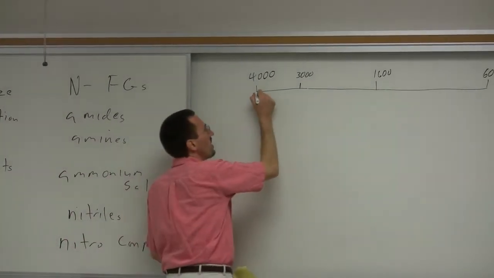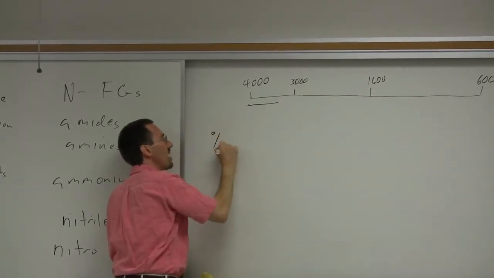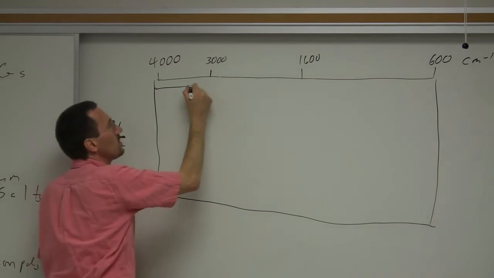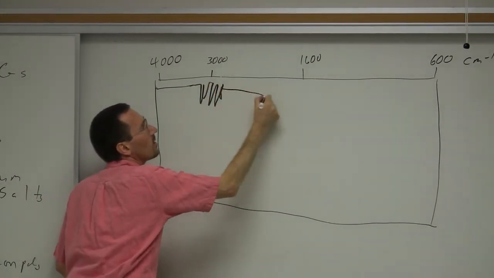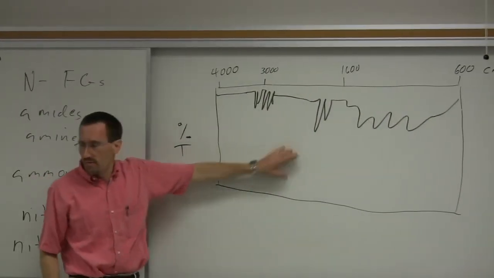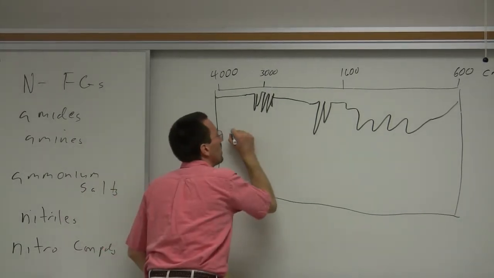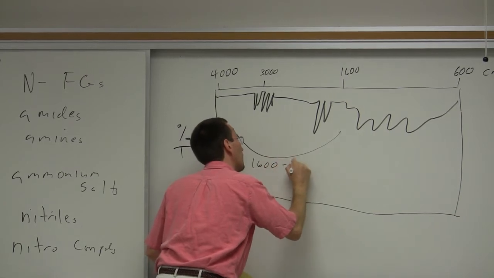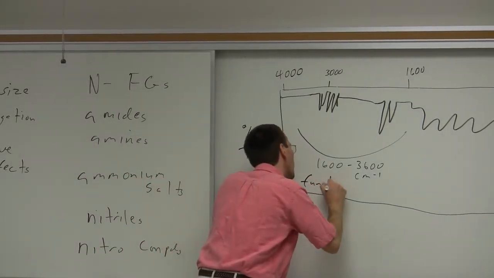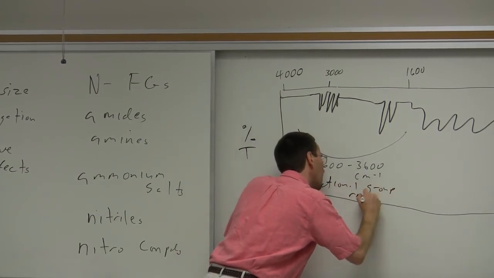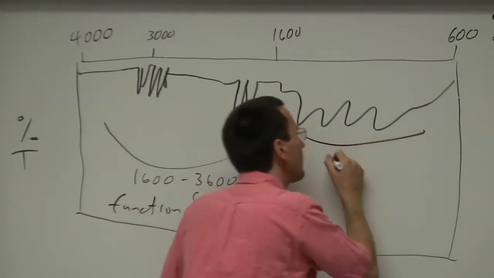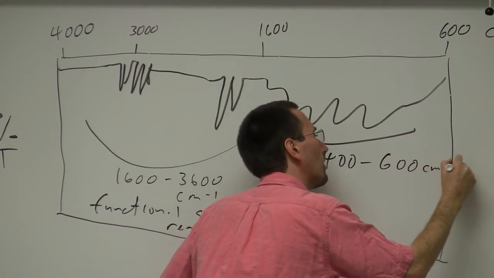So if you have an IR spectrum, maybe you see something like this. If I'm going to label my axis, of course you're going to have percent T, and of course your spectrum is going to look something like this. So you see some peaks, and some stuff over here. Now, the region from 1600 to about 3600 is the functional group region, and that's generally what I look at. There's information to be had in the region from about 1400 to about 600 wave numbers. That's the fingerprint region.